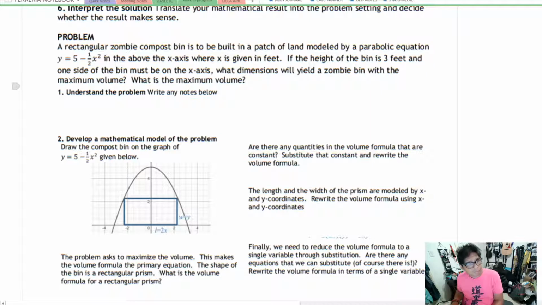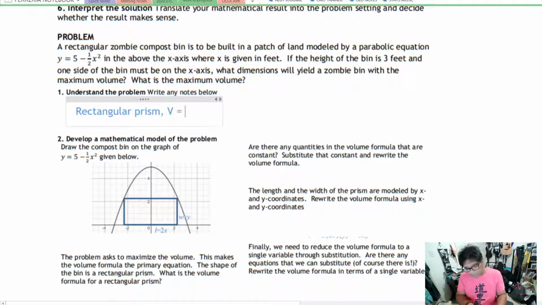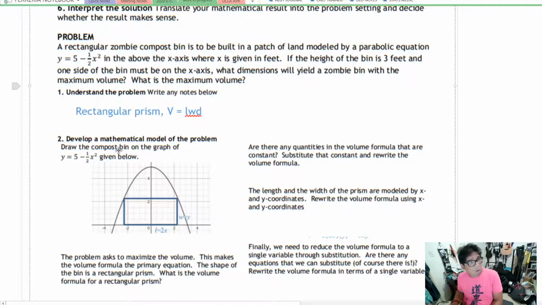So first of all, we're going to understand the problem. We're going to write any notes below. Do we have any notes to write down here? I don't think I have any. We know it's going to be a rectangular prism. So that means that the volume is going to be length times width times depth. So that's a good thing for us to think about.